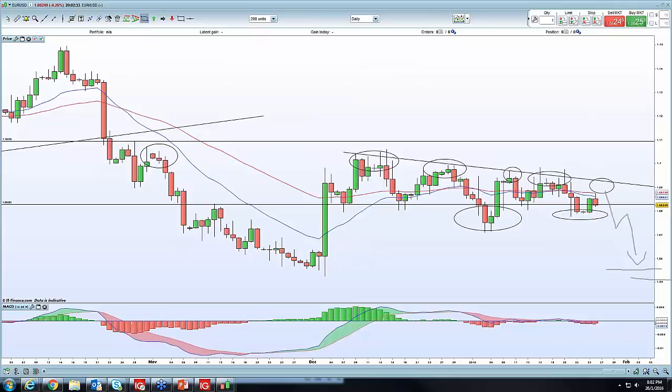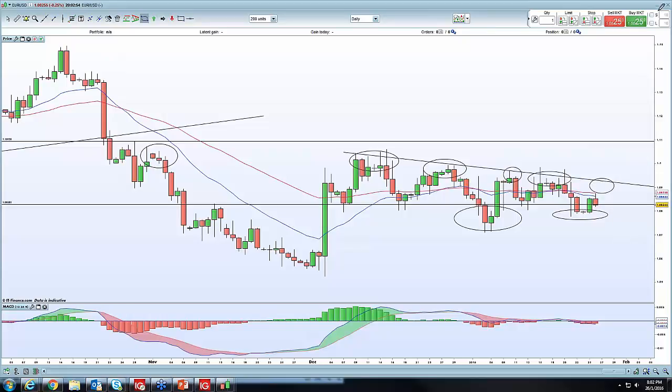Now, the other scenario is if it breaks this 109 clearly, then I've got to reassess, because the weekly chart is still bearish, but I'm more inclined towards the downside. So just take note of these levels, the 109 and 108, these are key levels for me. That's the euro dollar for you. Just be a bit more patient on this one.